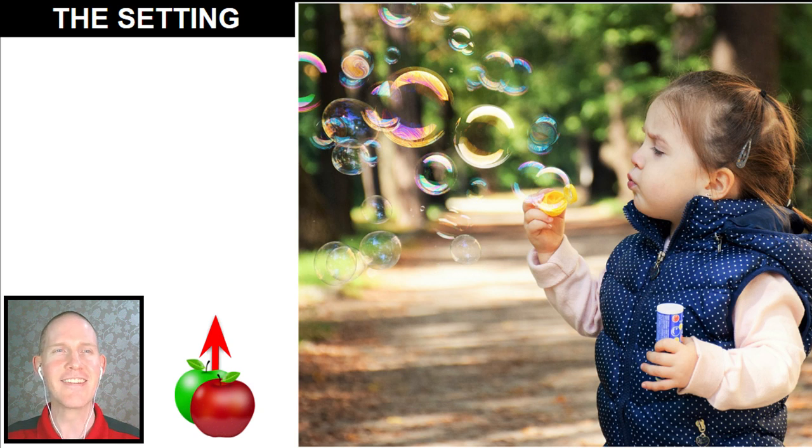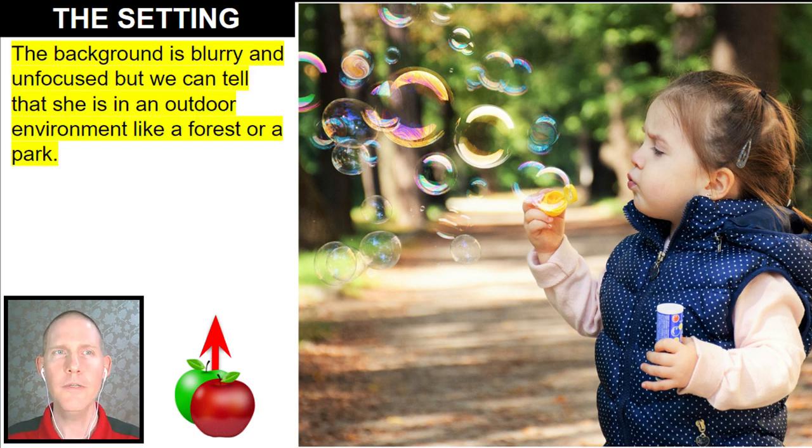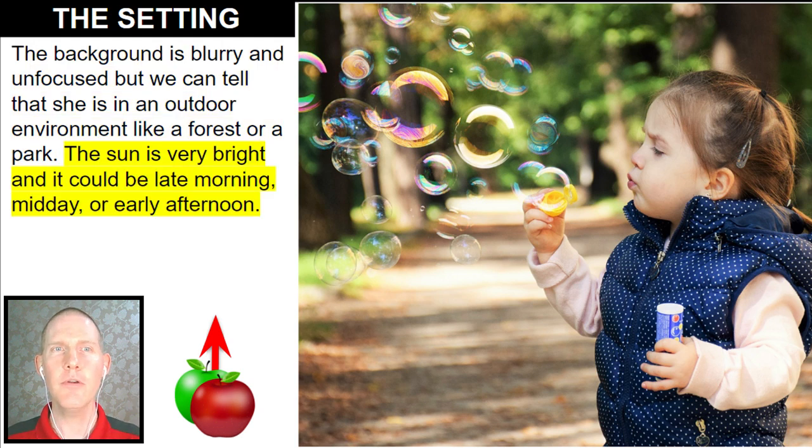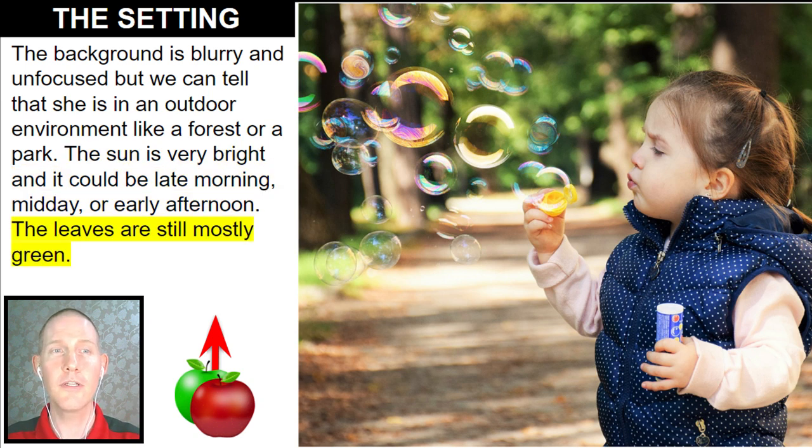Here we go. The background is blurry and unfocused, but we can tell that she is in an outdoor environment like a forest or a park. The sun is very bright, and it could be late morning, midday, or early afternoon. The leaves are still mostly green.